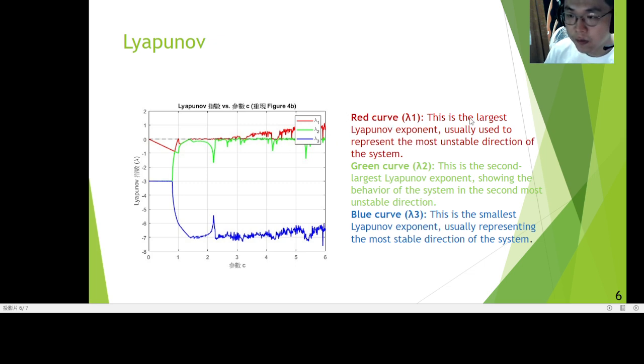The red curve is the largest Lyapunov exponent, usually used to represent the most unstable direction of the system. And the blue curve, lambda 3, is the smallest Lyapunov exponent, usually representing the most stable direction of the system.